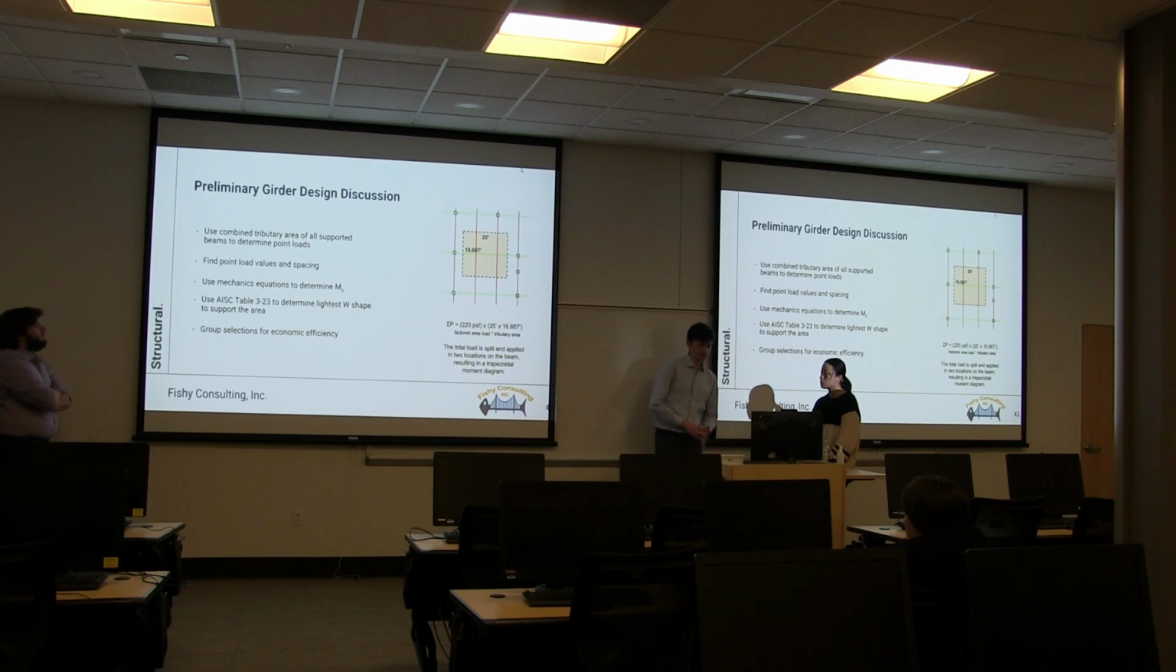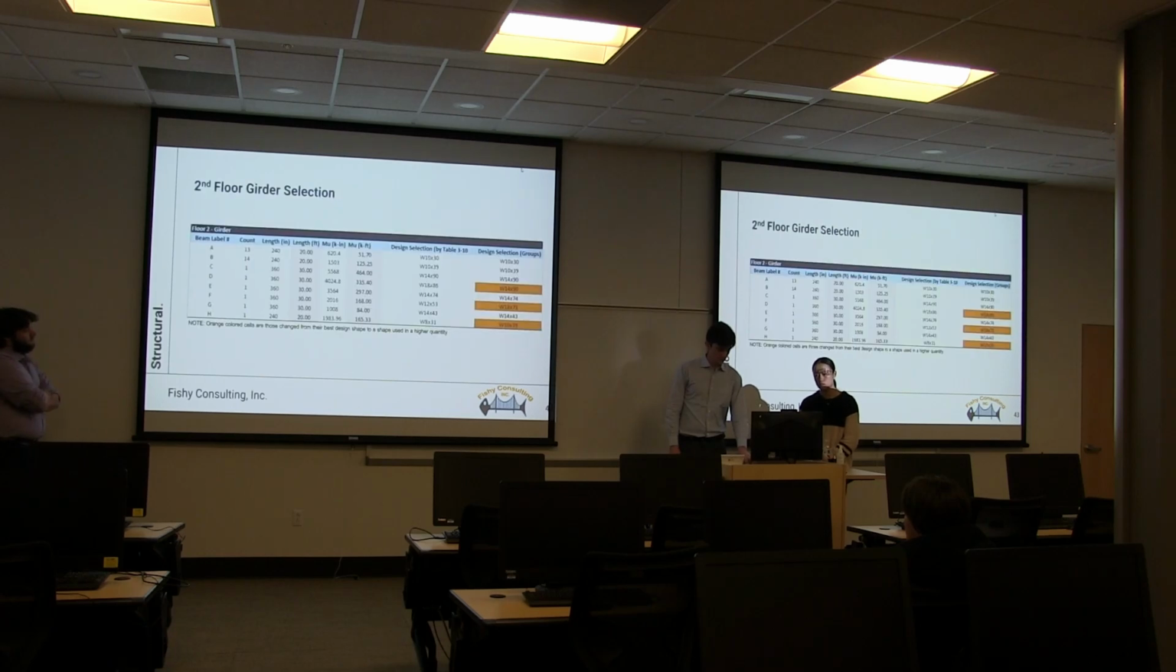Girders was really the same process. The only thing that changed was I took the total tributary area for the beams that the girder is supporting to find a total point load, because instead of an area load or a line load on the girders, we're going to have 2 point loads. So it's sort of a different pattern. But other than that, everything's the same. And then the results are shown here.